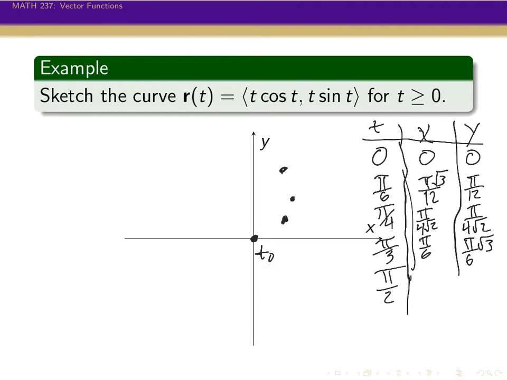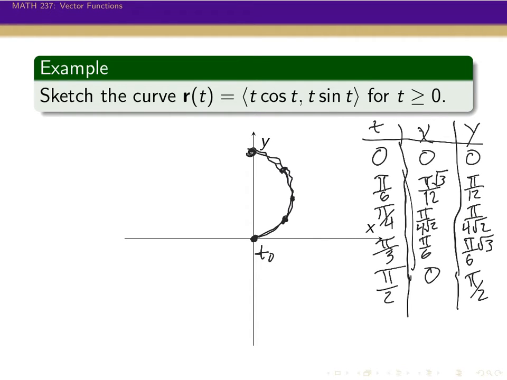At pi over 2, cosine of pi over 2 is 0. Sine of pi over 2 is 1. And so this would be at the point 0, pi over 2, which is up there. And so you can kind of see these to pi over 2. If you connect these together, it's going to go like that.